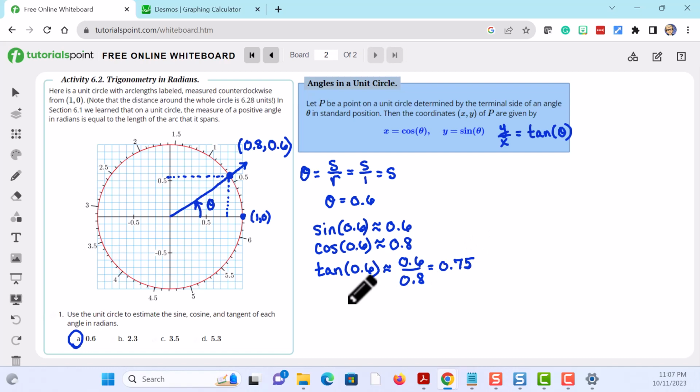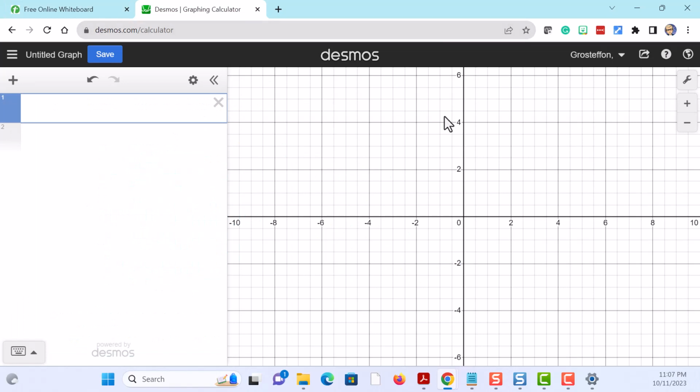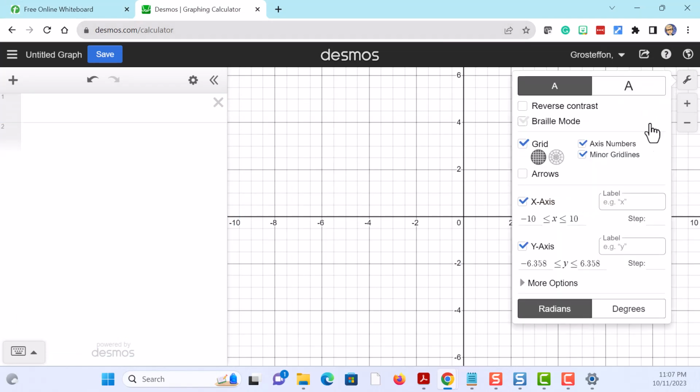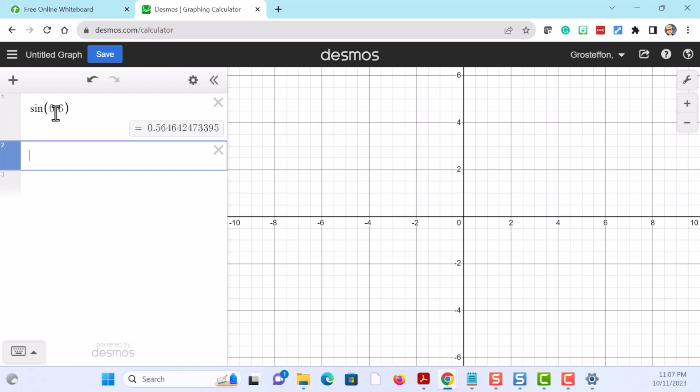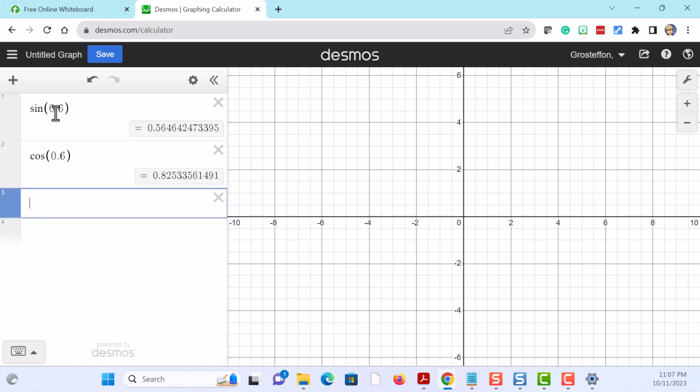I'm going to use Desmos. So the first thing that I do is go to settings and make sure that the calculator is in radian mode, which it is. And then we can enter our trig function. So let me start with sine of 0.6. That rounds off to 0.6. Cosine of 0.6 rounds off to 0.8. And the tangent of 0.6 rounds off to 0.7.